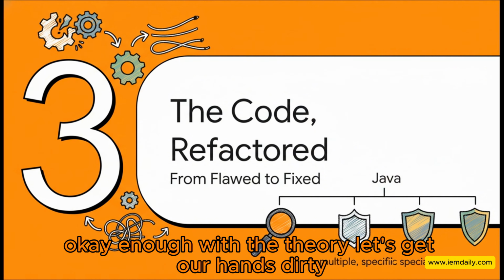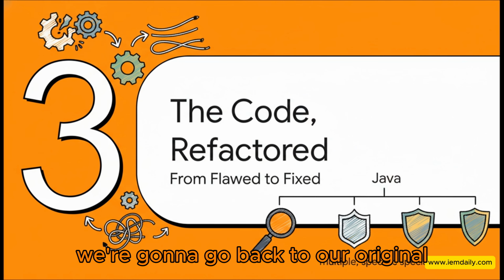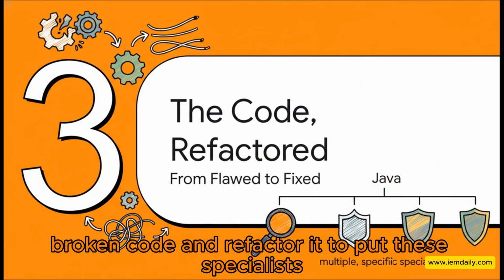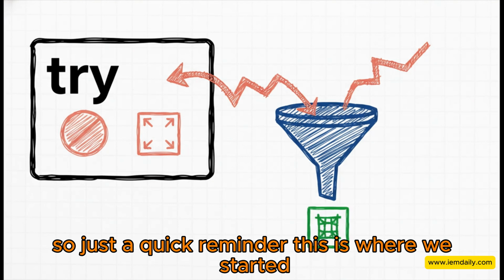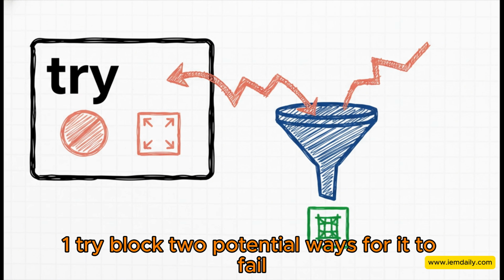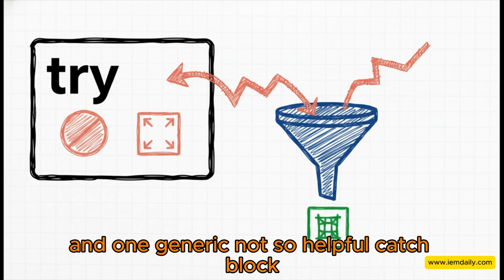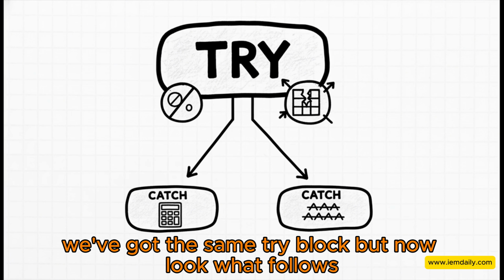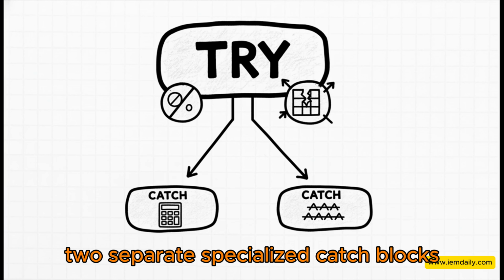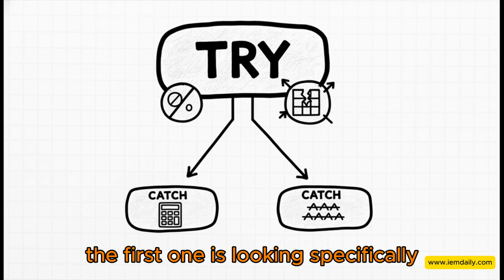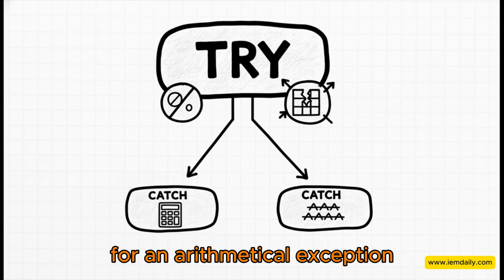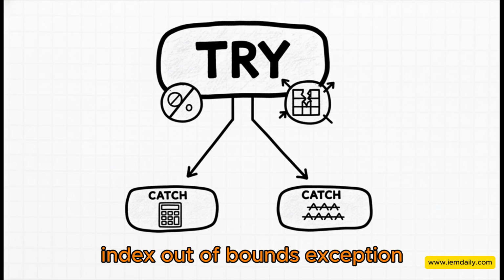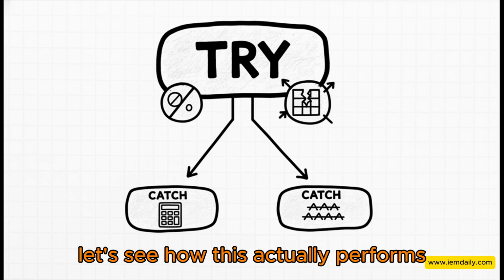Okay, enough with the theory. Let's get our hands dirty. We're going to go back to our original broken code and refactor it to put these specialists into action. So, just a quick reminder, this is where we started. One try block, two potential ways for it to fail, and one generic, not-so-helpful catch block. We know this doesn't work. And here's the fix. We've got the same try block, but now look what follows. Two separate specialized catch blocks. The first one is looking specifically for an ArithmeticException, and the second one is on the lookout for an ArrayIndexOutOfBoundsException. Let's see how this actually performs.